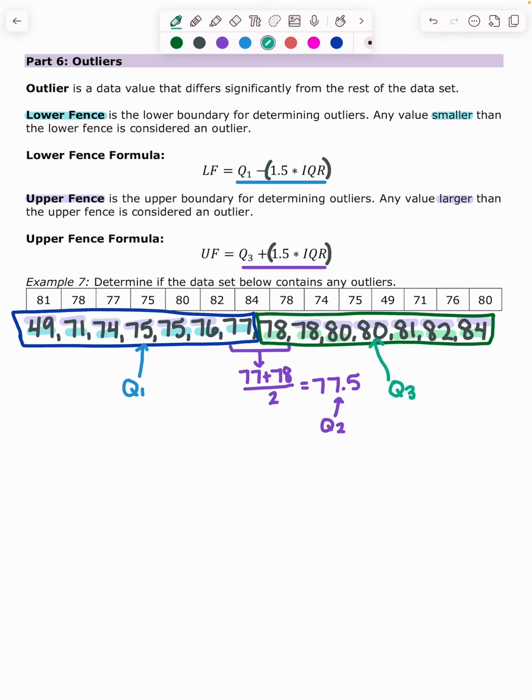So that's the basis for setting this up. If I look at the equation for both the lower fence and the upper fence, they both rely on the IQR. So the first thing I need to calculate is the IQR, the interquartile range, which is Q3 minus Q1. My Q3 is 80, and my Q1 is 75. So my IQR is 5.